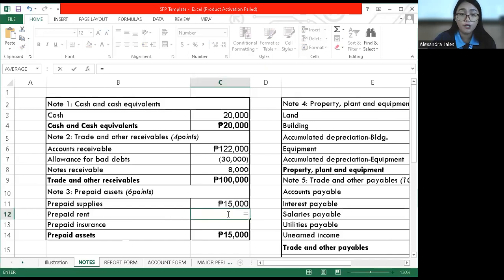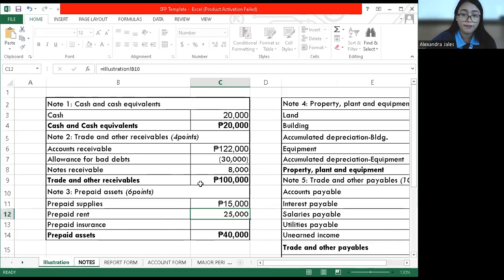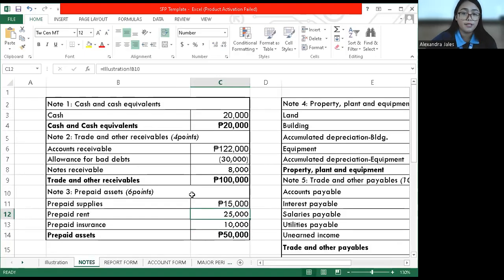So we have now also prepaid rent. We have your prepaid rent, 25,000 pesos. And for your prepaid insurance, we have 10,000 pesos. In short, we have our prepaid assets already. In total, we have 50,000 pesos.